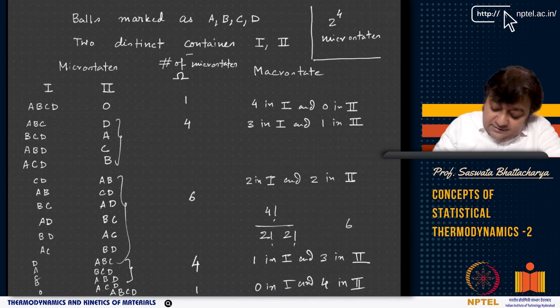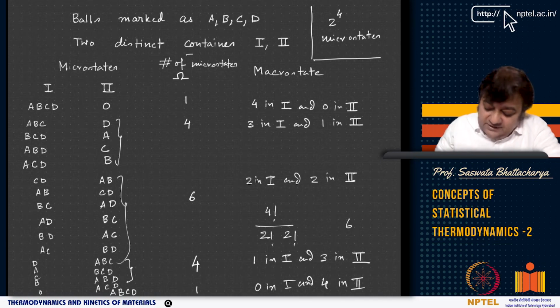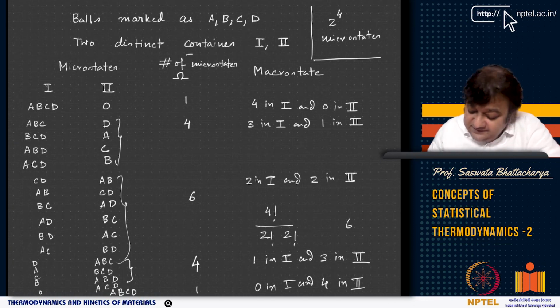So these are, again, 3 balls in 1 and 1 ball in 2, right? Similarly, I can have 2 balls in each. So for example, C, D, A, B, C, D, then B, C, A, D, B, C, B, D, A, C and A, C, B, D, right? So all of these are possible. Again, you have 6. You see the number of microstates becomes 6.